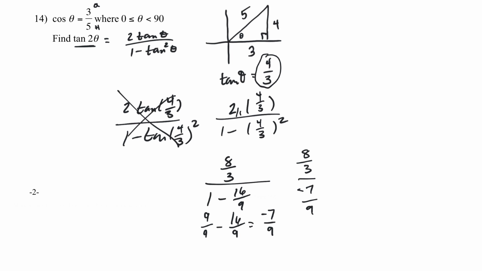Okay, and so we're going to take that and get the reciprocal, and we're going to multiply by 9 over negative 7. 3 goes into 3 once. 3 goes into 9 3 times. So we're going to get negative 24 over 7. Or you could get 72 over negative 21, and then reduce that, however you want to do it.